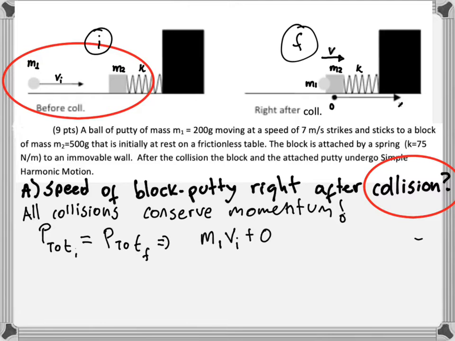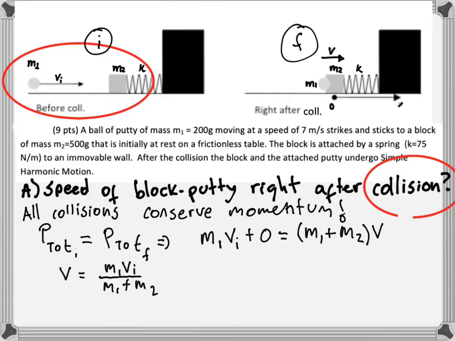So at the initial moment, the momentum is just the momentum of the ball. The ball has a mass m1 and an initial velocity vi, and mass number 2 is not moving, so it has a momentum of 0. That's our total initial momentum. We're going to make that equal to the momentum right after the collision, when the block and putty system is moving with some velocity v. Clearly the system has a combined mass of m1 plus m2.